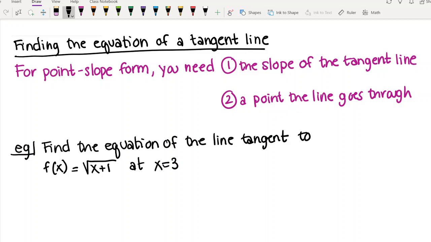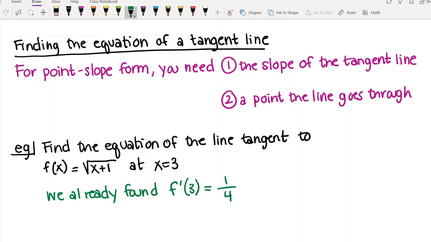So if we already found f prime of 3, let me just write that fact down. We already found that f prime of 3 was equal to 1/4. So let's think back to what f prime of 3 actually means. F prime of 3 means the slope of the line tangent to the graph at 3. So this is the slope of the tangent line. So we're halfway there. That's one of the pieces of information we need to write the equation of a line. Let me just add that to what's written up here.